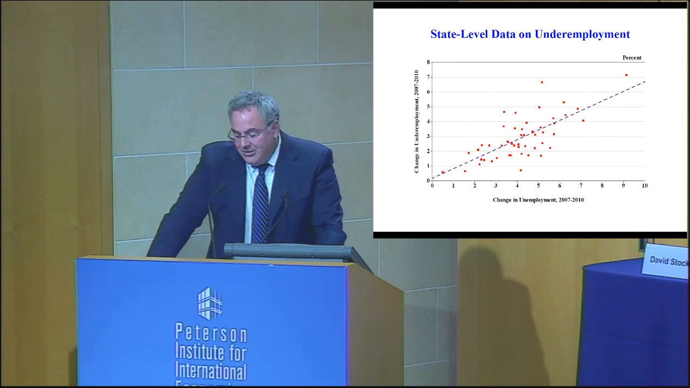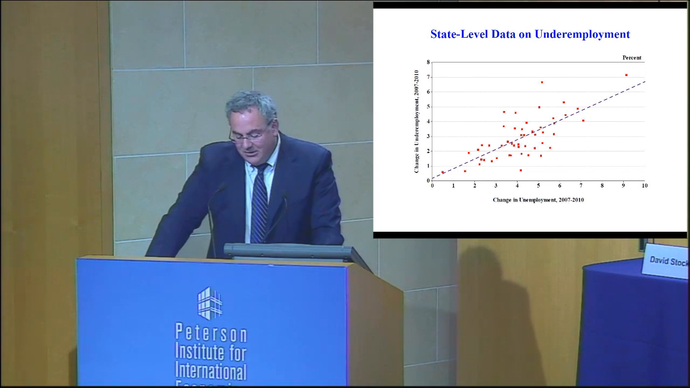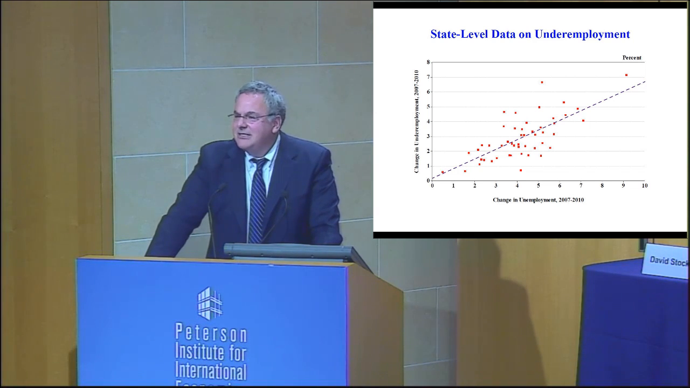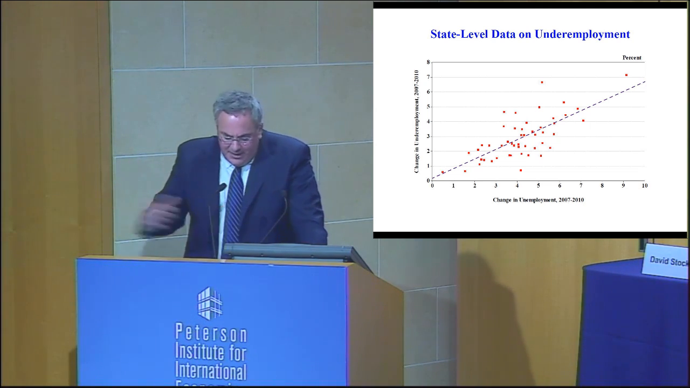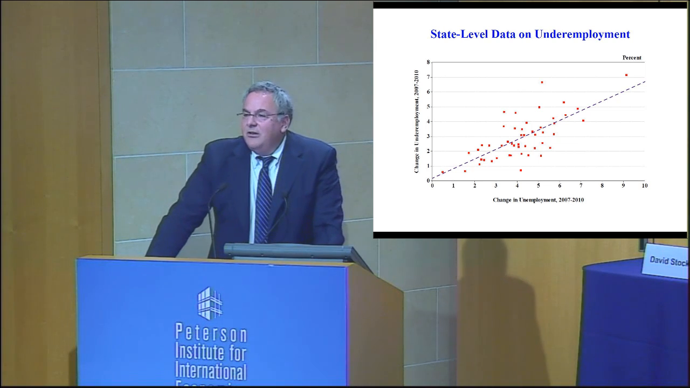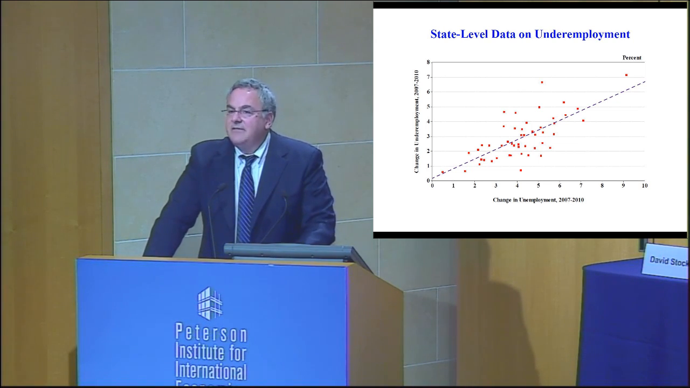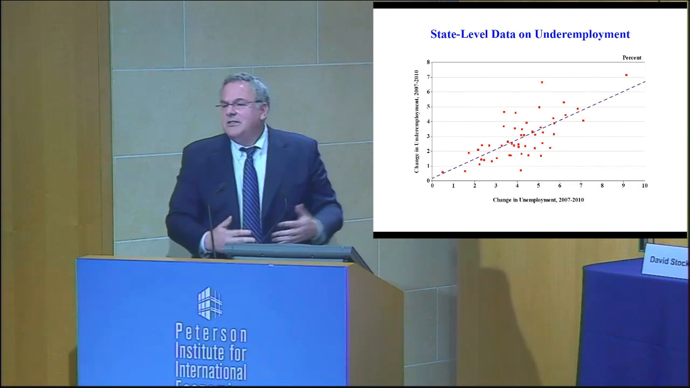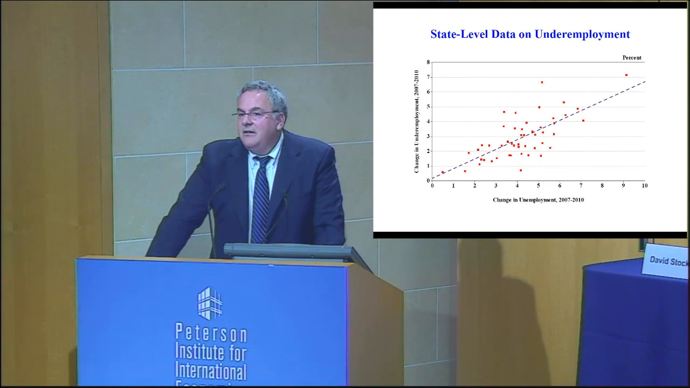Another thing to notice here is the intercept of this line. The intercept is where that regression line hits the vertical axis. And the answer is pretty close to 0. The number is actually 0.16. That intercept says if there hadn't been any changes on average for states in their unemployment rates in 2007 to 10, how much does this regression tell us we would have expected to see change in underemployment? And the answer is very little.